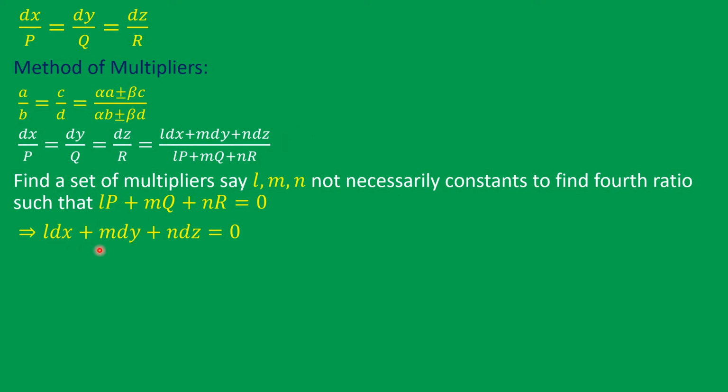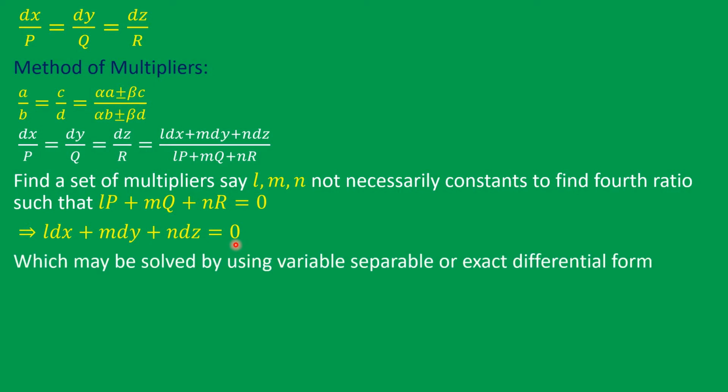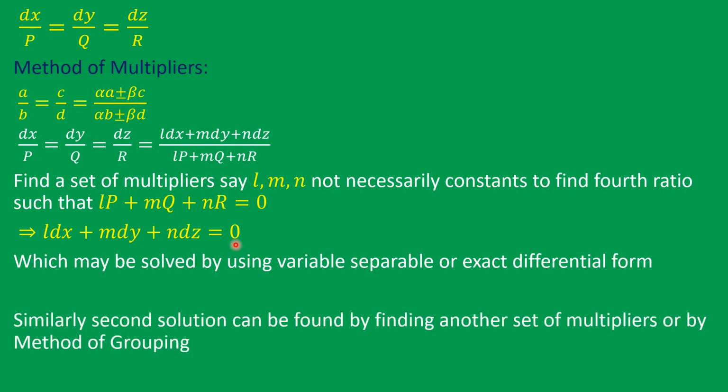So this gives us the equation L dx plus M dy plus N dz is equal to 0, which we can solve by using either variable separable or exact differential form. Similarly, we can find the second solution by finding another set of multipliers or by using the previous method of grouping. So this is how we can solve this symmetrical simultaneous differential equation.